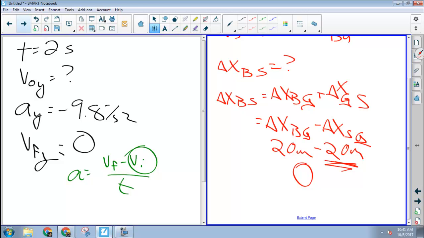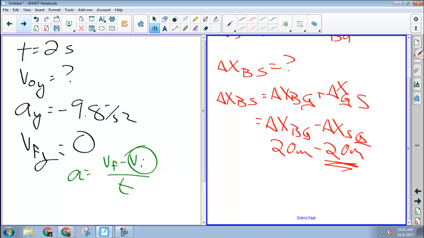Wait a minute. There's something wrong here. I'm missing a negative sign somewhere. It can't be 0. The only way it would be 0 is if the sled was shot, or if the ball was shot straight up in the air. What am I missing? The sled's moving that way. What did I miss here?